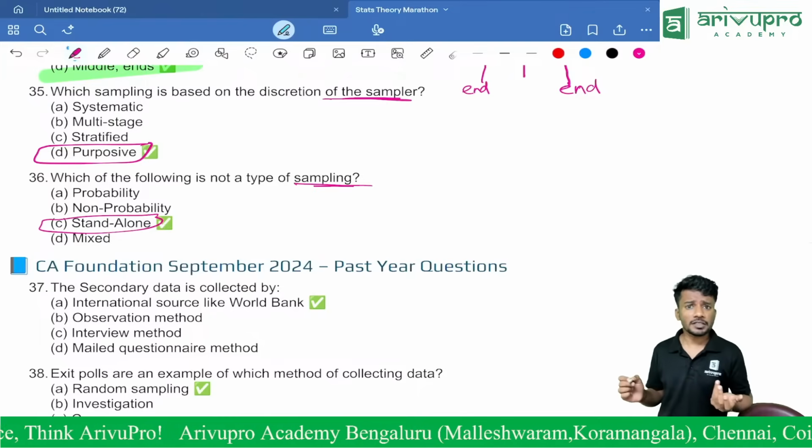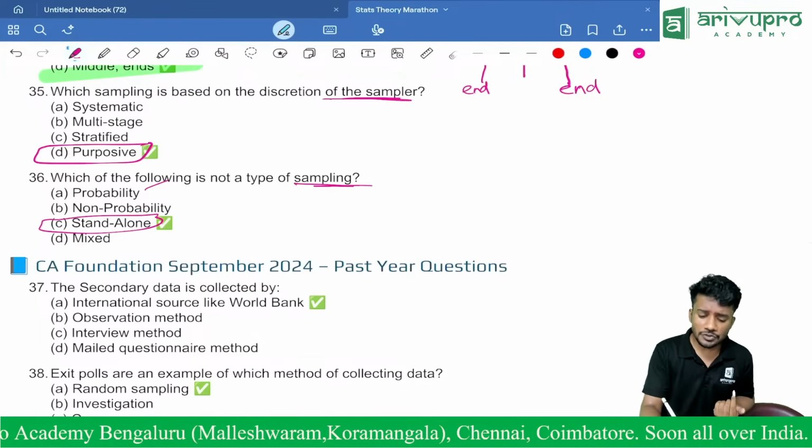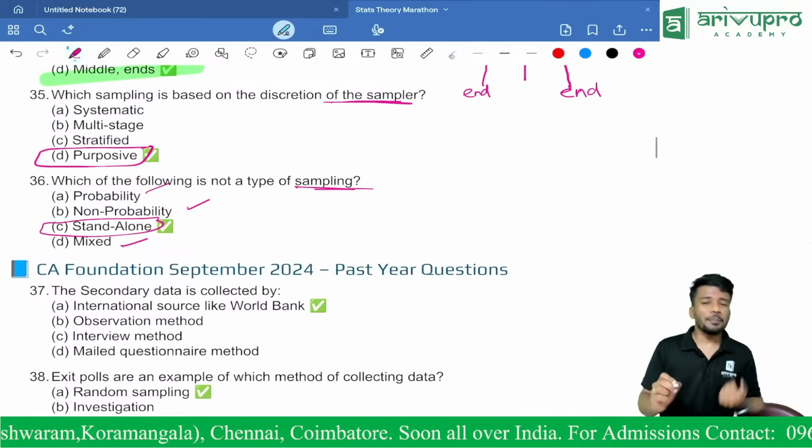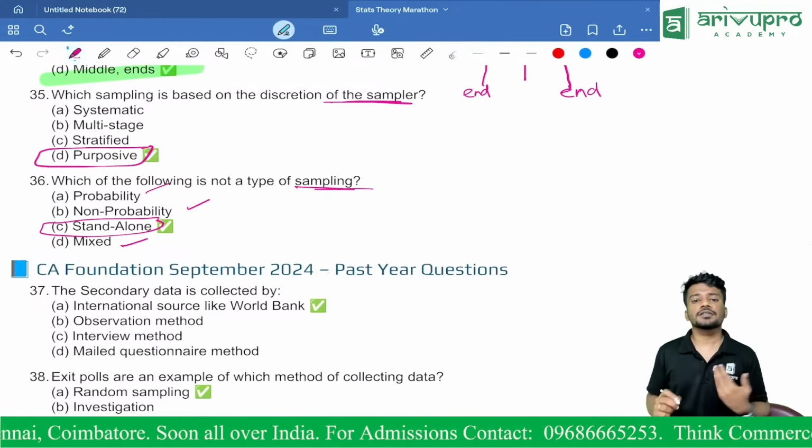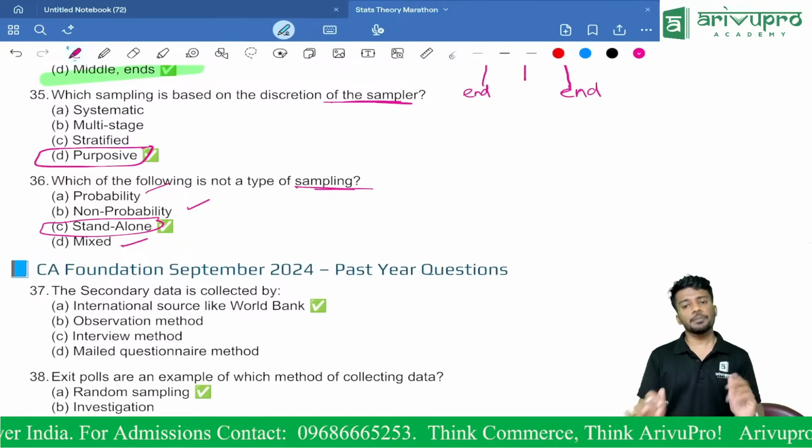Okay, then which of the following is not a type of sampling? Standalone. Have you heard about any sampling like that? No. Probability sampling is there, non-probability sampling is there, mixed sampling is there, but standalone sampling is not there, which is not a type of sampling.